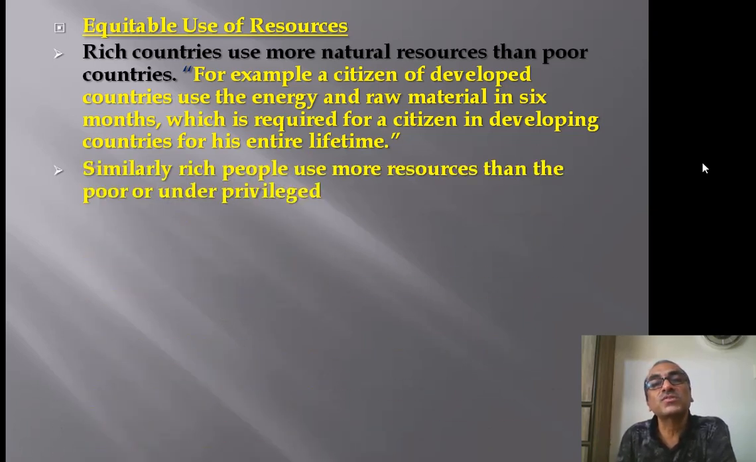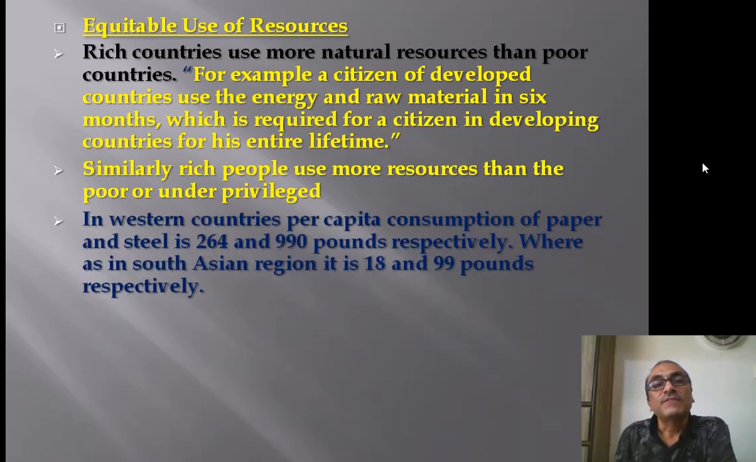Similarly, rich people use more resources than the poor or underprivileged ones. In Western countries, the per capita consumption of paper is about 264 pounds and steel about 990 pounds, compared to the South Asian region here in India and the countries around. It is very less. Like paper, we are using about 18 pounds per capita, meaning per person, and 99 pounds of steel, that is just 10% of what the Western country people are using per capita. This is clear-cut data which shows how there is inequitable use. So we have to move on to equitable use now.